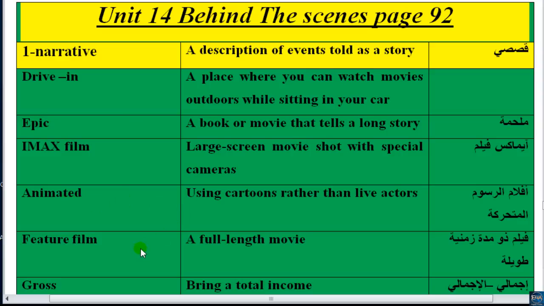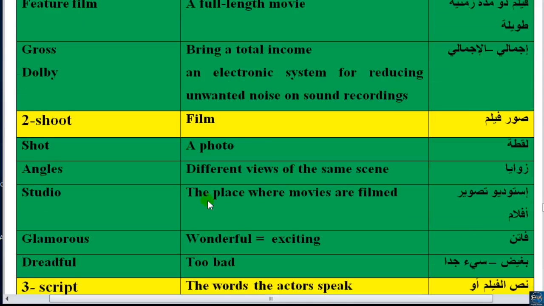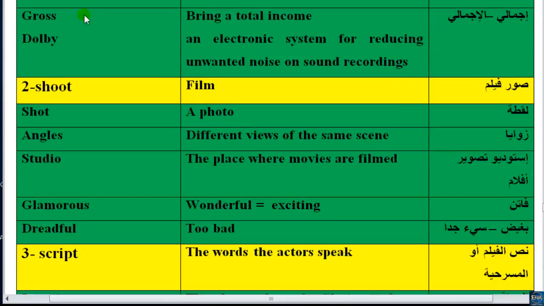Feature film: a full-length movie. The G in length is silent. Gross: total income. Total, the T is a soft D in American English. Dolby: an electronic system for reducing unwanted noise on sound recordings. Exercise number 2. Shoot: film. Shot: a photo. Angles: different views of the same scene. Studio: the place where movies are filmed.